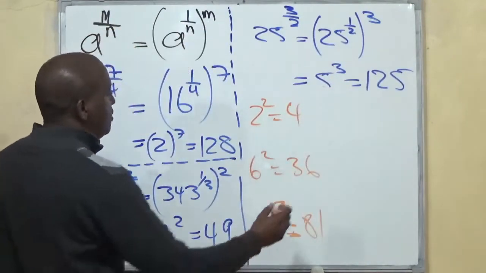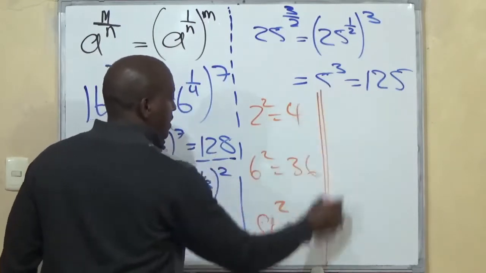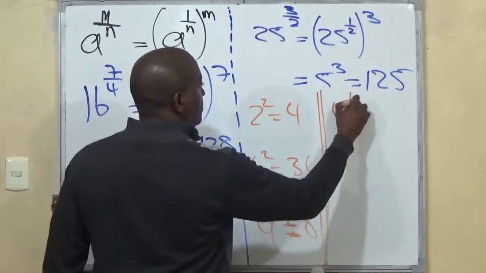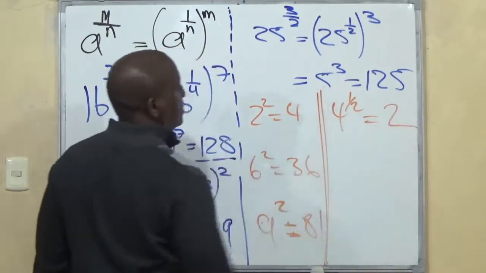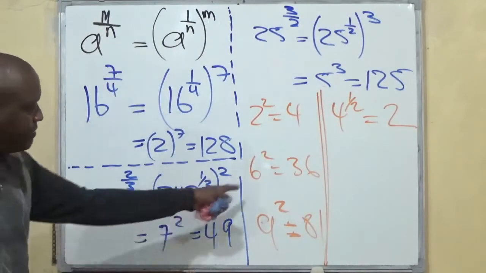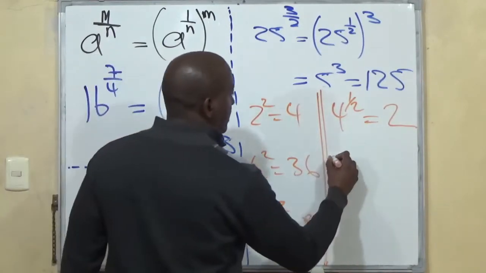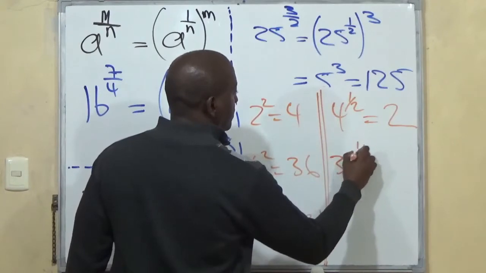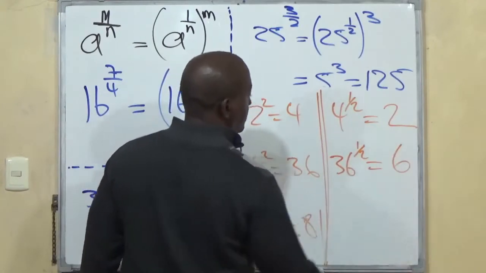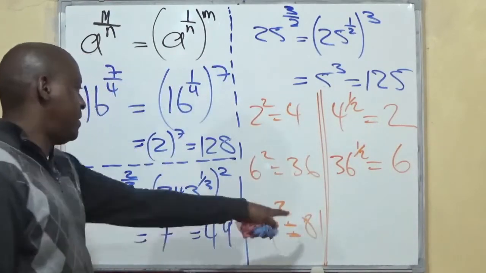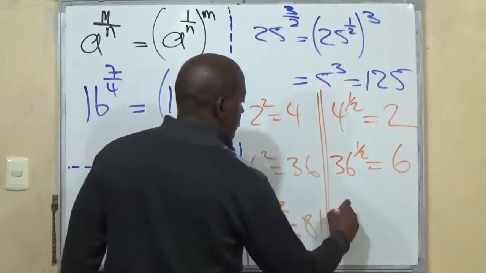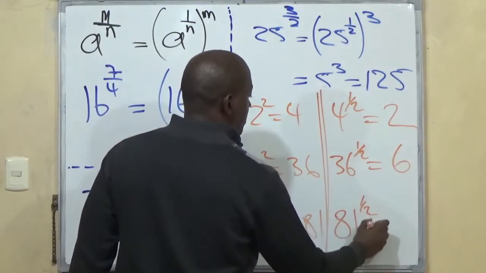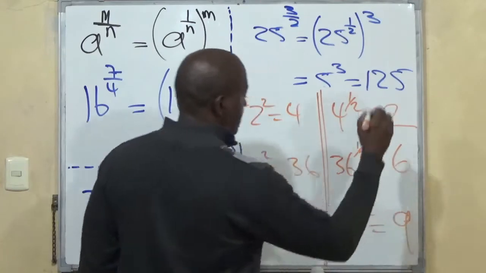So if 2 squared is equal to 4, it means then that 4 to the power of a half is equal to 2. And if 6 squared is 36, it means that 36 to the power of a half is equal to 6. And if 9 squared is 81, it means that 81 to the power of a half is equal to 9.